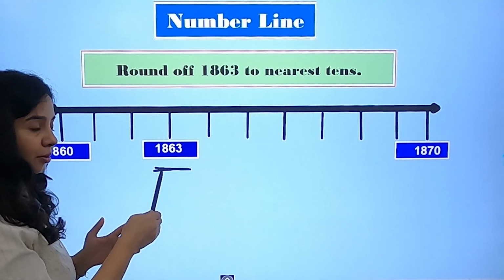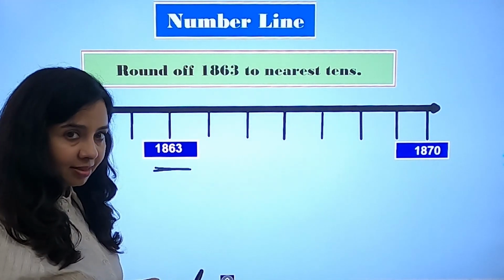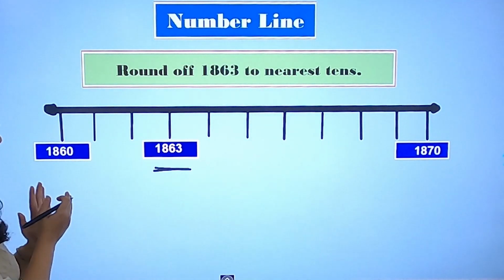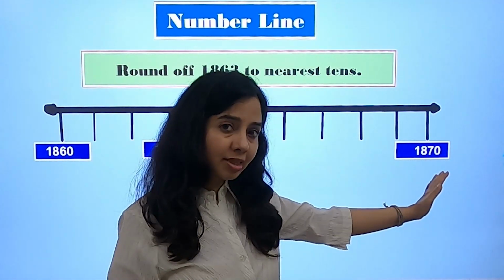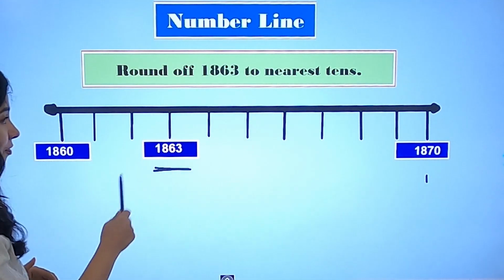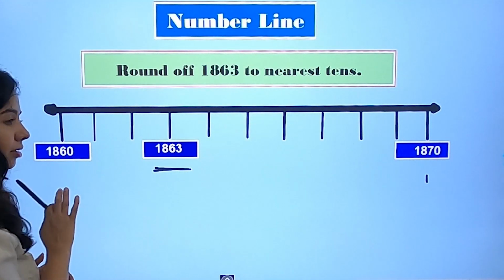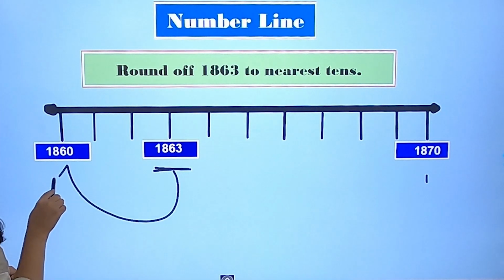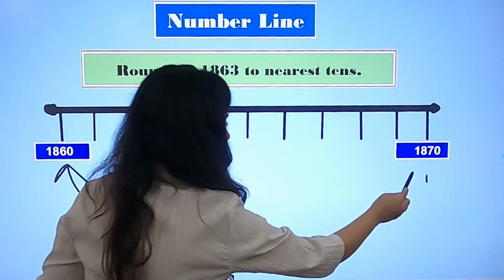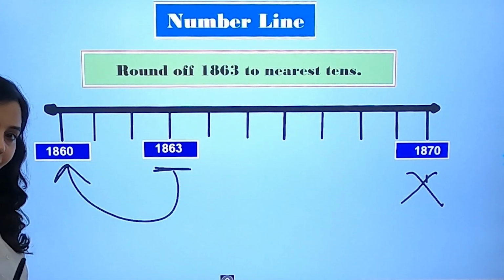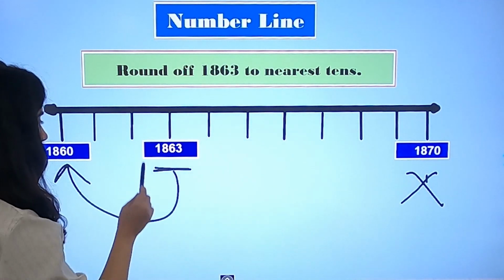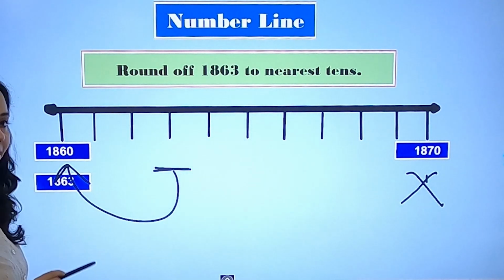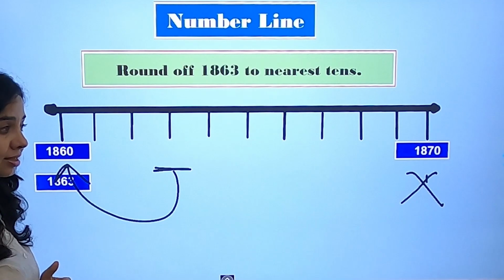So this is our number 1863. If we place this number between the two tens it lies on the number line, we'll get 1860 and 1870. So after looking at the number line, it is quite evident that this number lies closer to 1860 and not 1870. So after rounding off, this 1863 will become 1860 when we are rounding off to nearest tens.